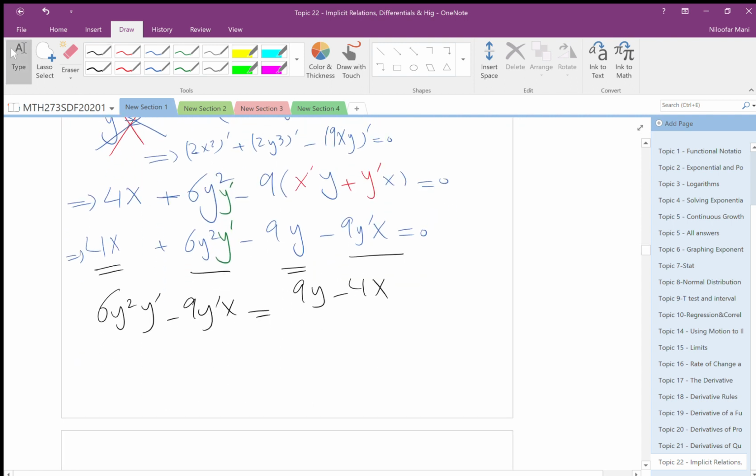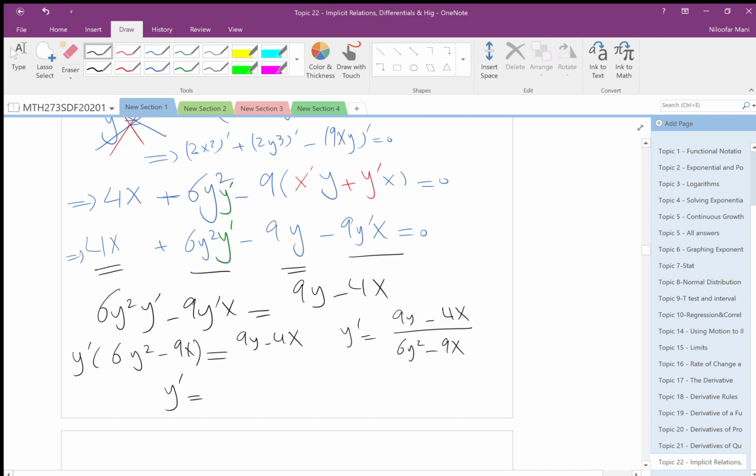And then I solve for y prime. So I factor step by step. So y prime times 6y squared minus 9x equal 9y minus 4x. And then y prime is 9y minus 4x divided by 6y squared minus 9x. Now I want to find y prime. So what is y prime?